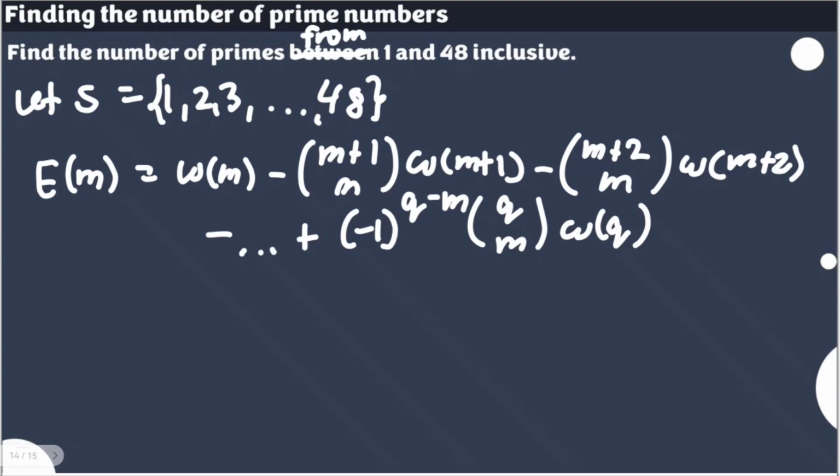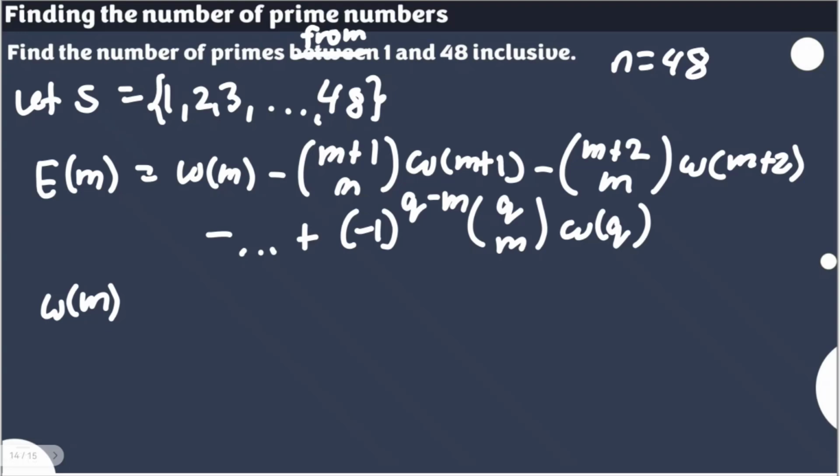So we're going to use this here, but when we use that, we need to identify the omegas of M, and what would be the appropriate M that we're going to use here. It depends on our situation. Let's talk about the number of possible prime divisors for our N, which is 48. Our N is 48. So how many prime divisors are there?